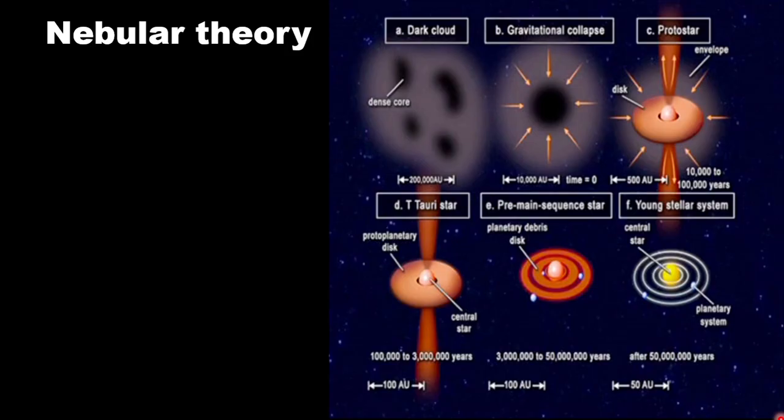So for a quick review, remember nebular theory claims that our solar system began as a giant nebula about 5 billion years ago that gravitationally collapsed, flattened out, heated up, so that the center became the sun and the planets accreted out of the nebular material in the outer regions.